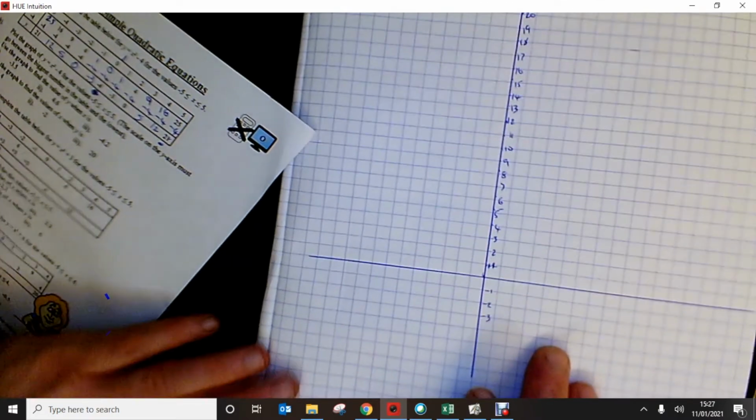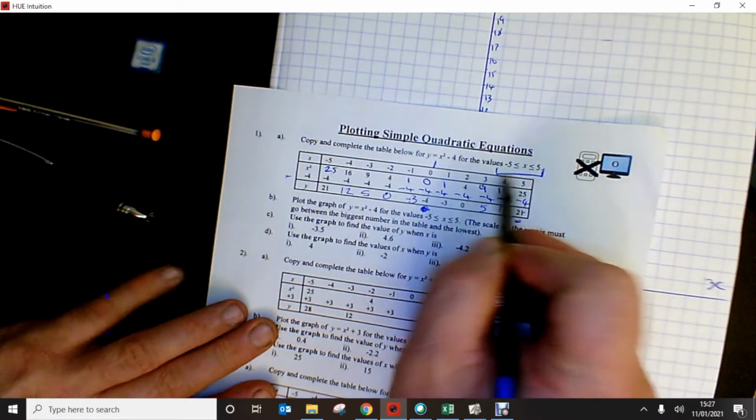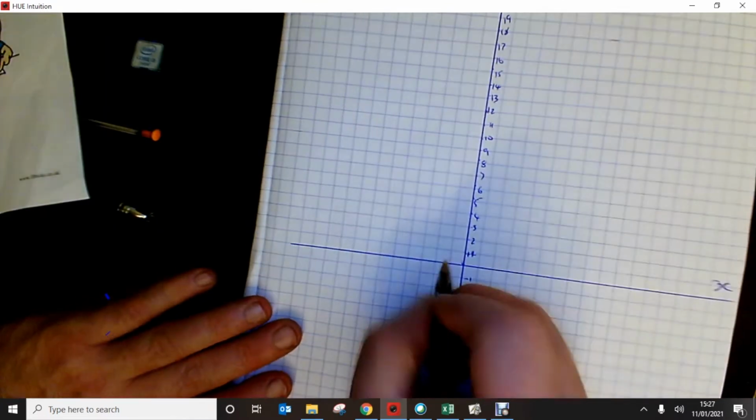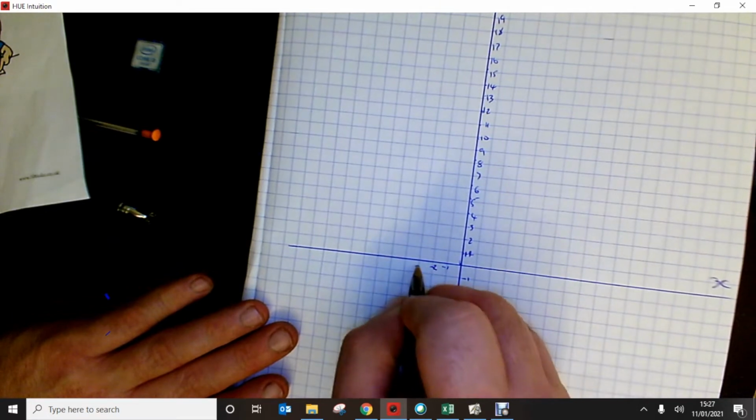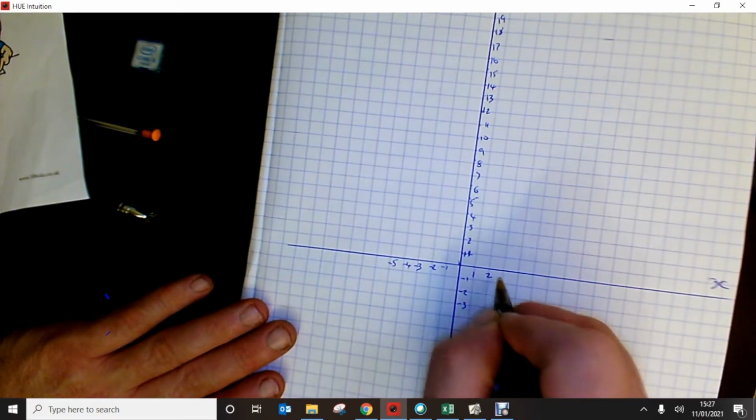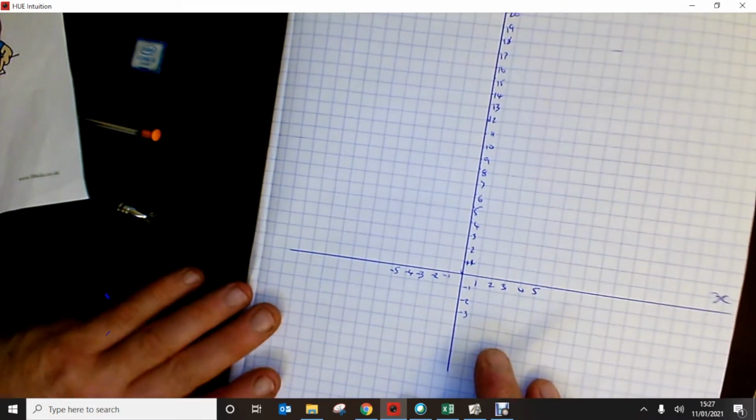So now I've got my y-axis filled in. I'm going to look to my x, and remember it tells me in the question for x values from minus 5 to 5. So I only need to come minus 1, minus 2, minus 3, minus 4, minus 5. That's the only value I'm going to be plotting. So I don't need to go any further each way.